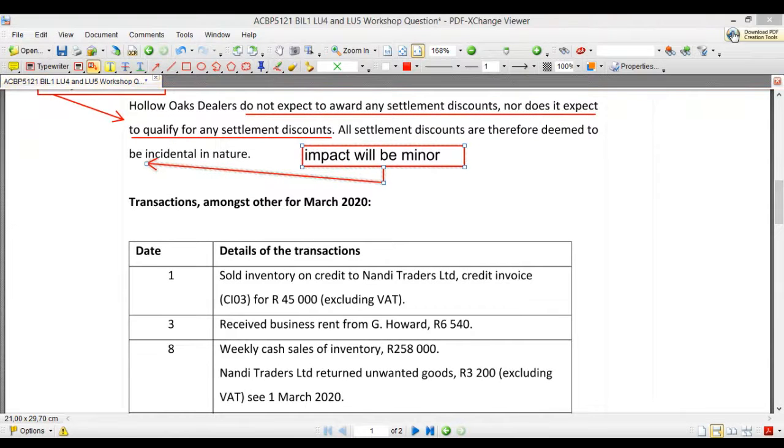Okay, before I move on to the transactions, do you have any questions on what we've discussed so far? Do you guys have any questions on the beginning paragraph and the information that was provided?